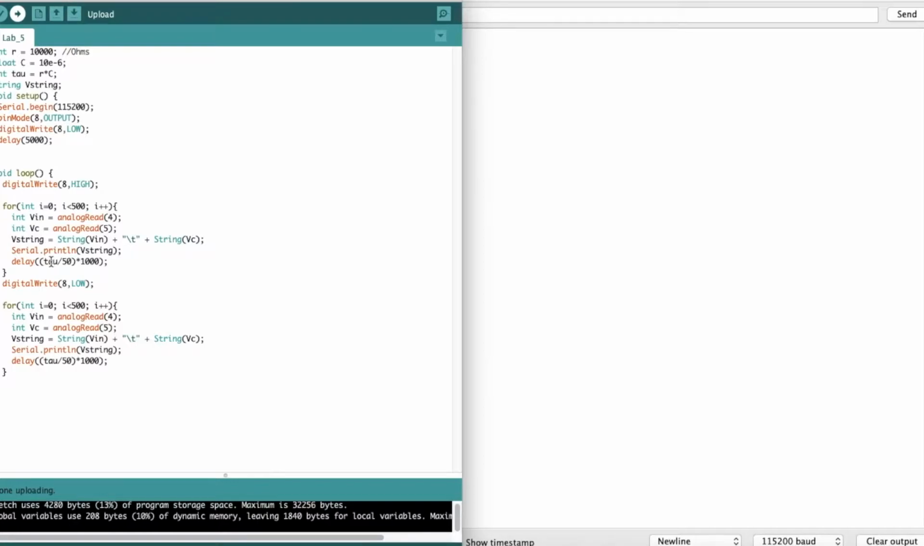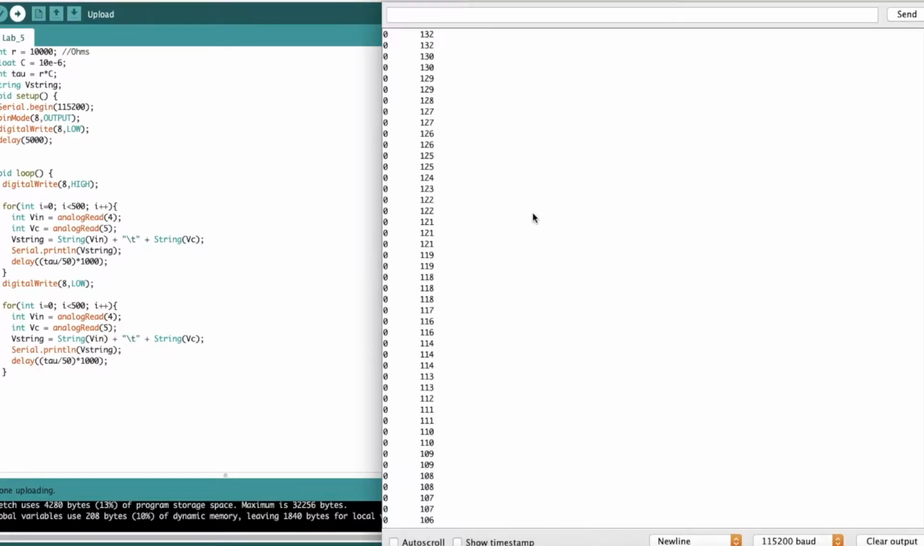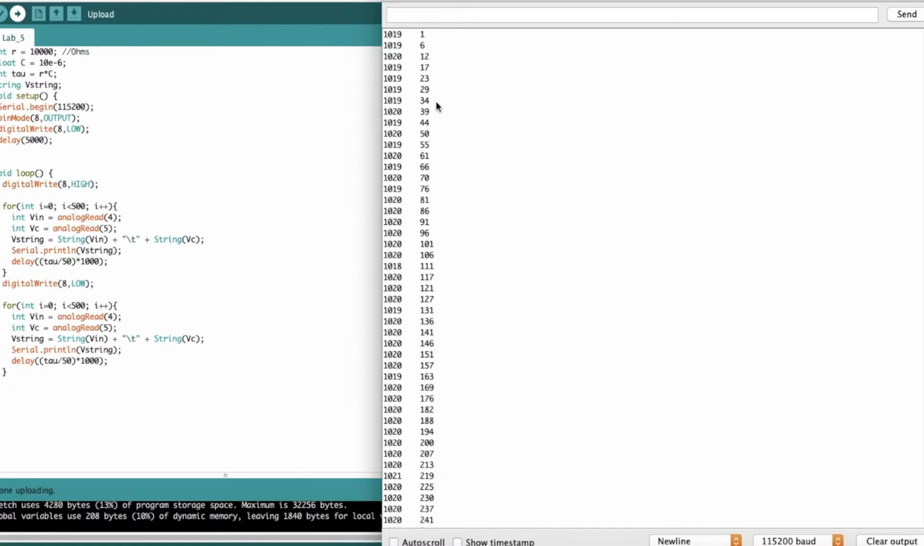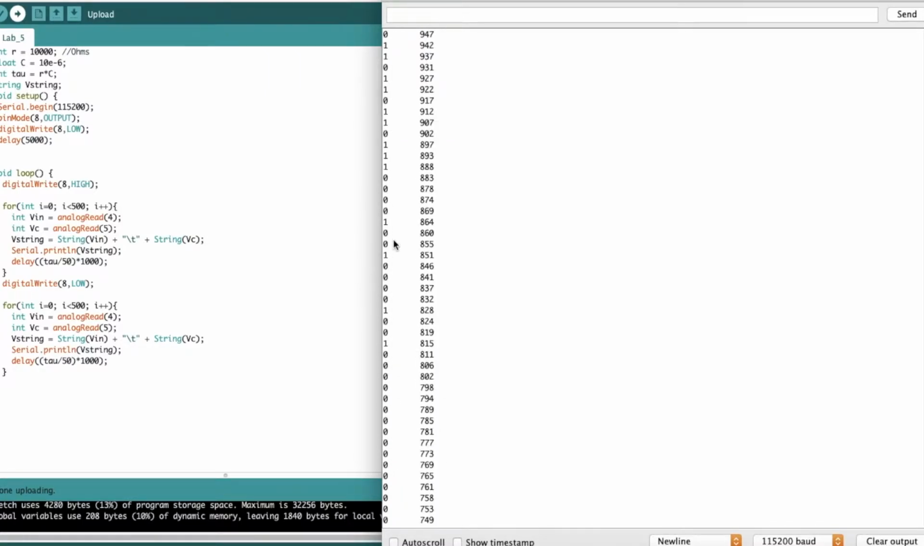At each delay of tau over 50, we read the V input and the capacitor input. So here in the serial monitor, we can see that starting at 0, the capacitor will charge up while the pin is set high. And when the pin is set low, we can see that it will start discharging.